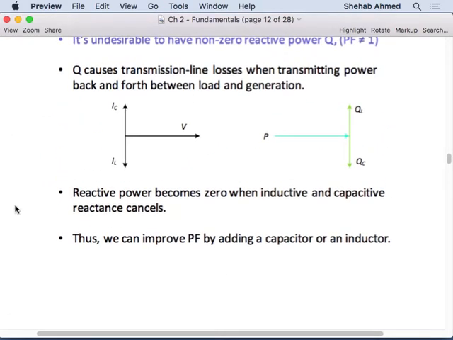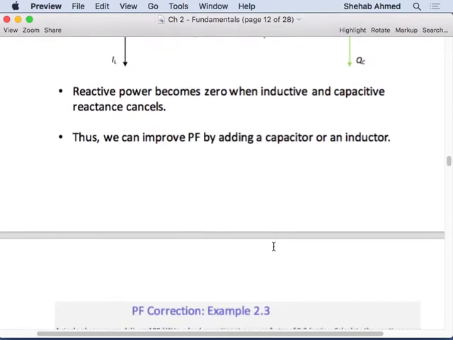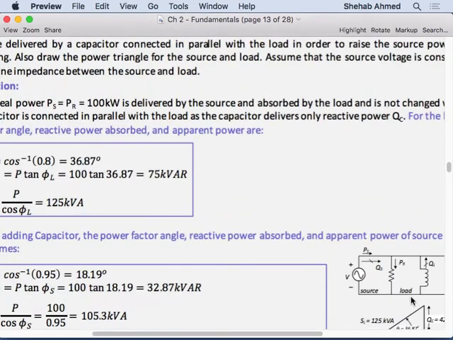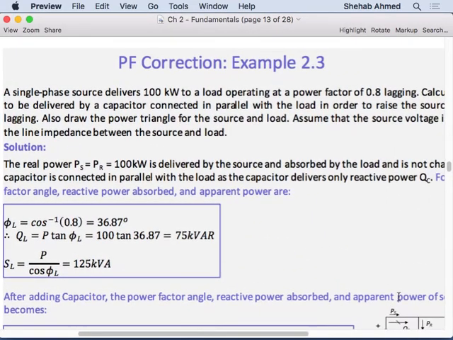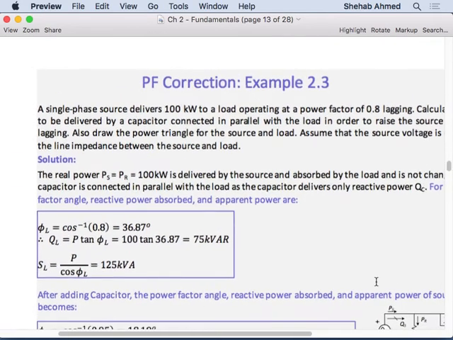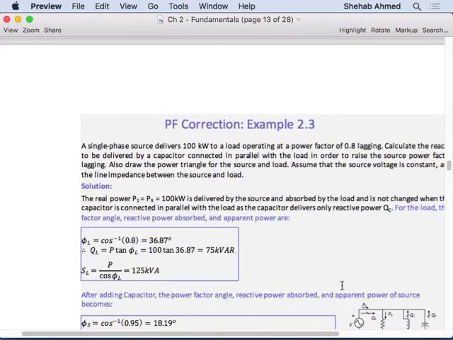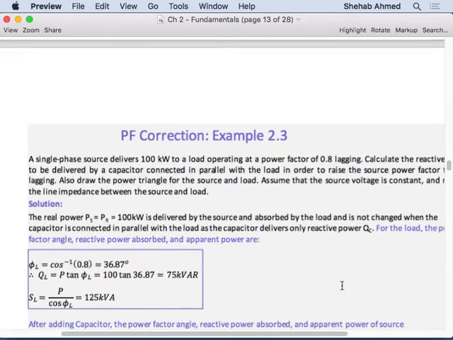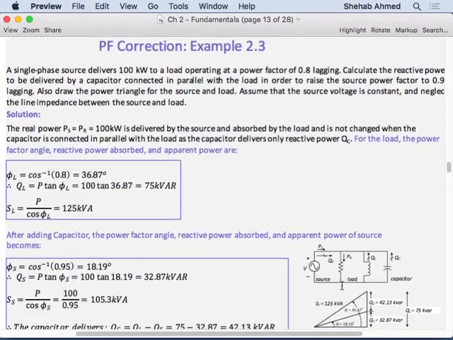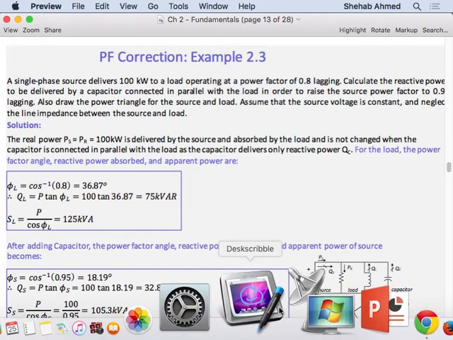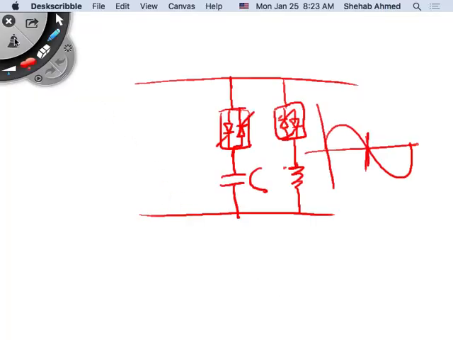Okay, so as we discussed, we can control power factor by adding capacitors or inductors, right? And there are many ways to add them that we just discussed. So this is one example. Let's go through that. We have a single phase source delivering 100 kilowatts to a load operating at a power factor of 0.8 lagging.